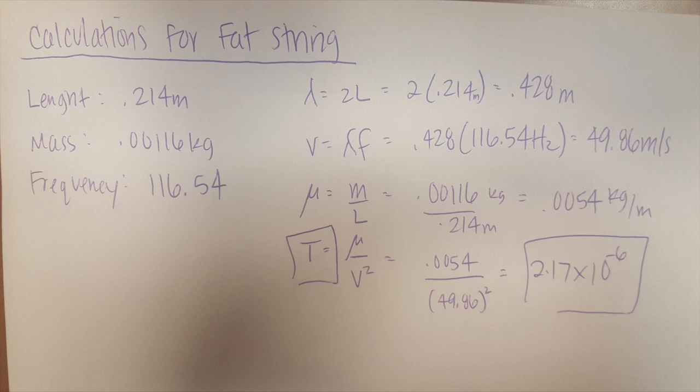Our known values were length, mass, and frequency. We used our formulas: wavelength formula, speed of the wave formula, the linear density formula, and the tension of a string formula. Our final result was that tension was 2.17 times 10 to the negative 6 newtons.